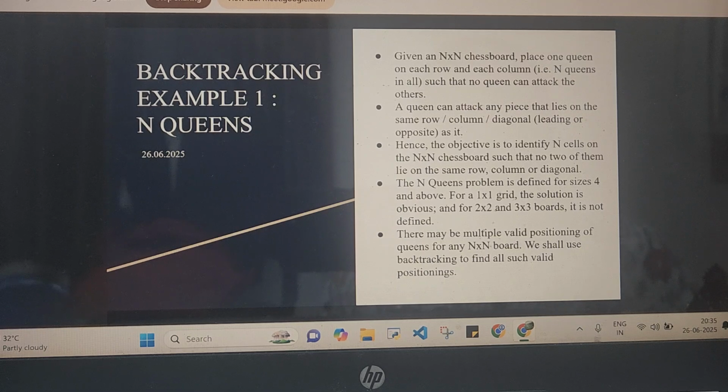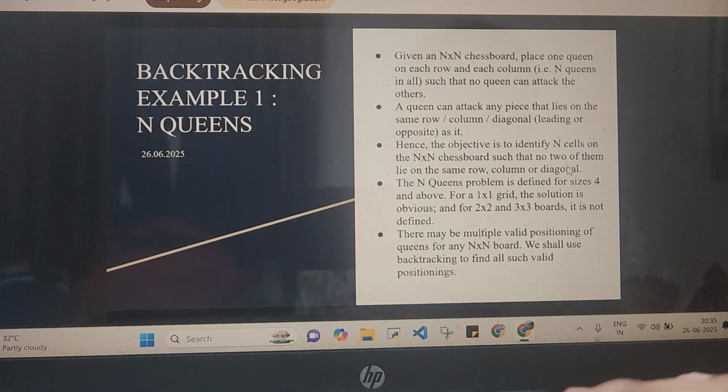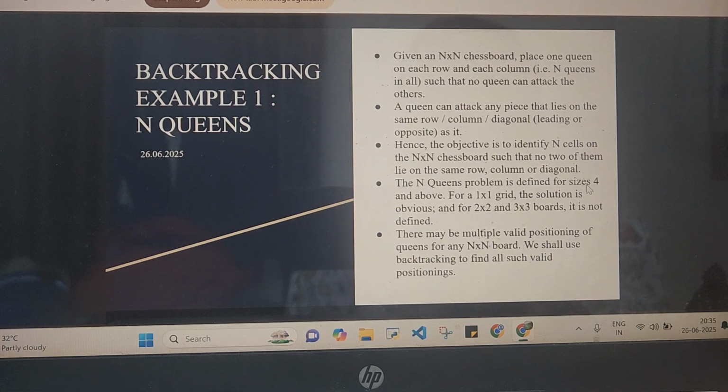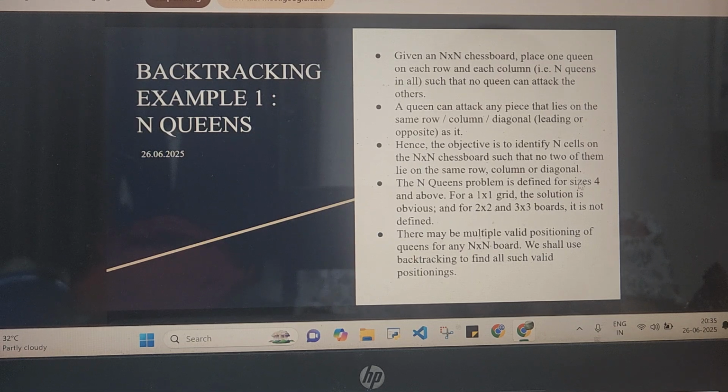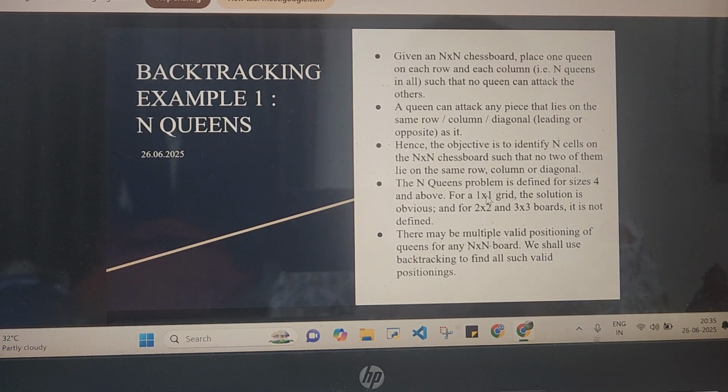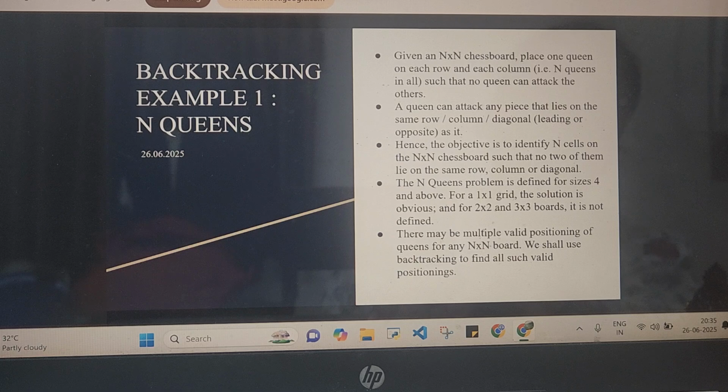So our objective here is, given an n cross n board, you have to place n queens, hence the problem name, one on each row and each column, such that no queen can attack another queen. So that is the problem statement. This problem is defined for sizes 4 and above, meaning the board should at least be 4 cross 4, because obviously if it's a 1 cross 1 grid, there's only one cell, you only have to put one queen, so you'll put it on that cell obviously.